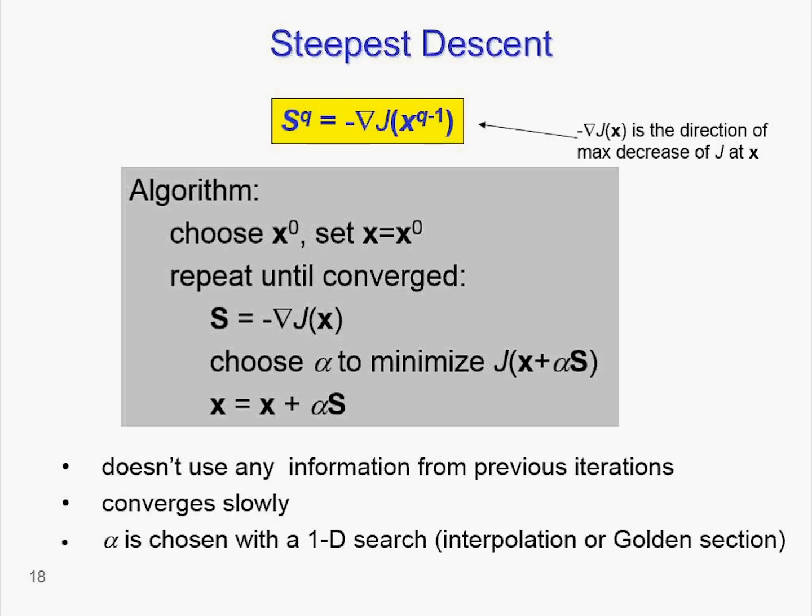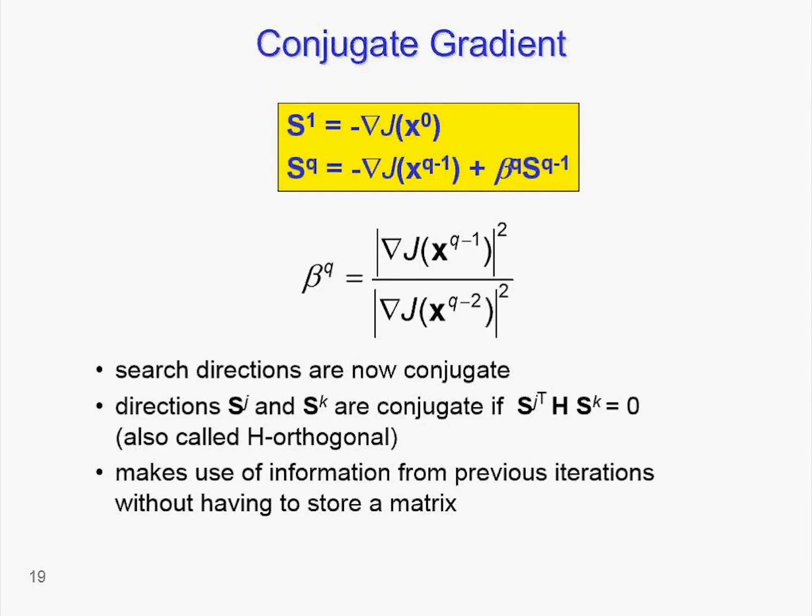It's really simple. Turns out that's not a great algorithm, in that it converges really slowly. But conjugate gradient is actually something that's not too different. So what does conjugate gradient do? The first search direction, on the first iteration, is the steepest descent direction. But then on subsequent iterations, the search direction is the steepest descent direction, minus grad J, plus this term, beta_q times S_(q-1). So the steepest descent direction modified by the last search direction. And the beta is the ratio of the norm of the gradients on the last two search directions.